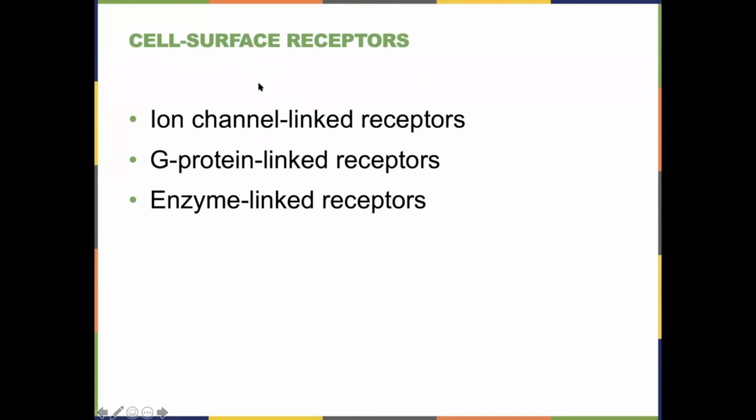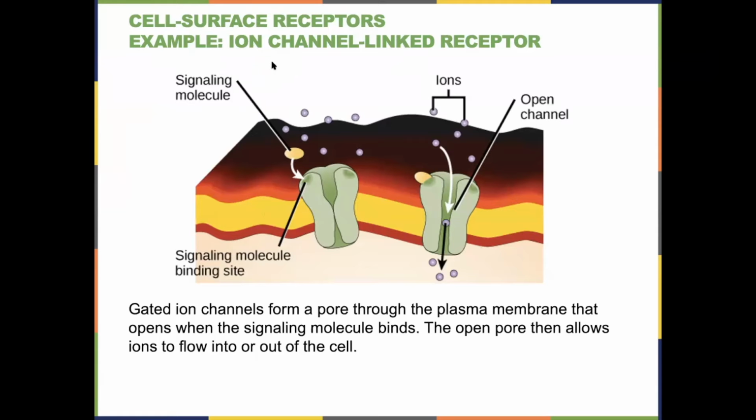Most of the other receptors are found on the cell surface along the plasma membrane. There are several different kinds of receptors, including ion channel linked receptors, G protein linked receptors, and enzyme linked receptors. The ion channel linked receptor, as its name suggests, consists of a part that binds the signaling molecule, making it a receptor, but also an ion channel.